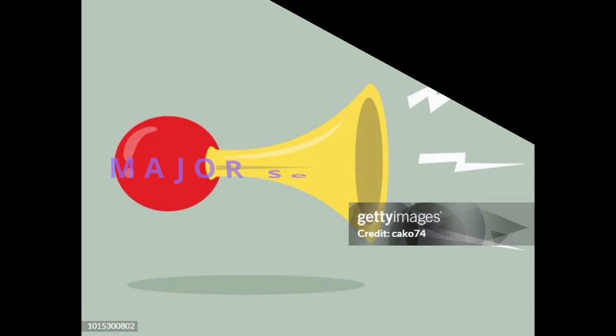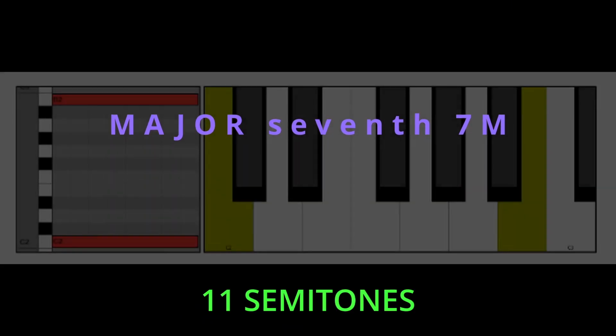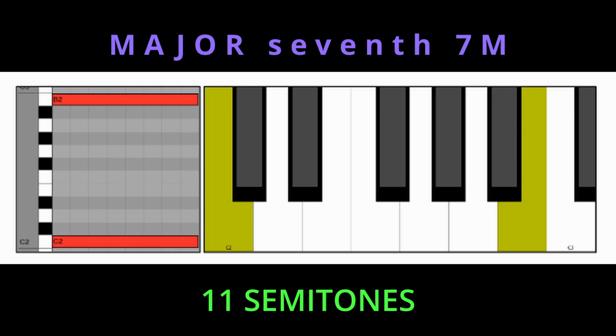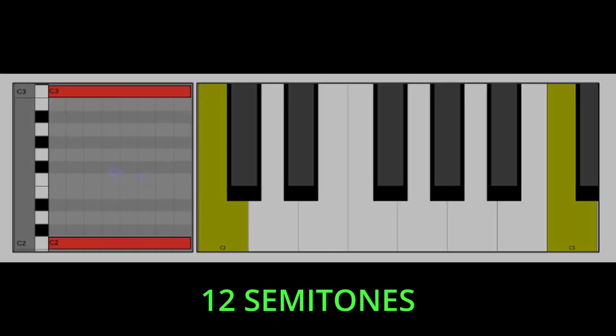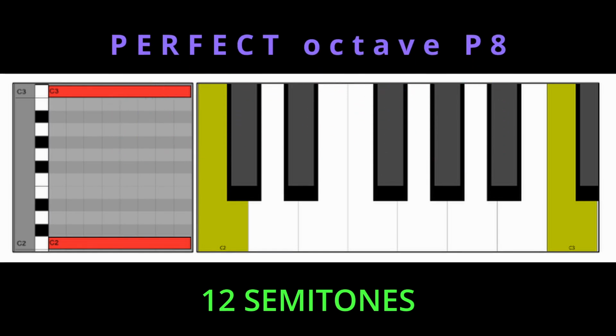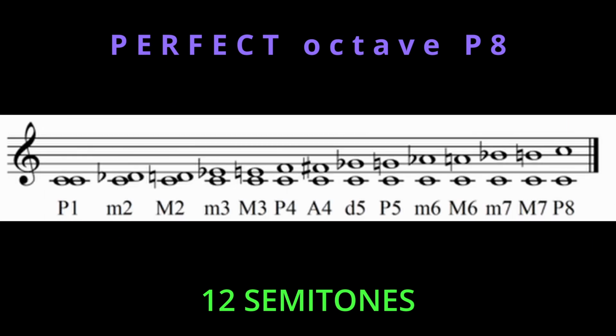After that, a very dissonant interval, incredibly so. Major seventh on its own is full of tension, but if you add it to a major chord, it's nice. We'll get on with that later in the video. Sounds like this. 11 semitones apart, just one below an octave, easier to remember. And finally, we've reached the end with the perfect octave. Sounds like this. And it's 12 semitones apart.